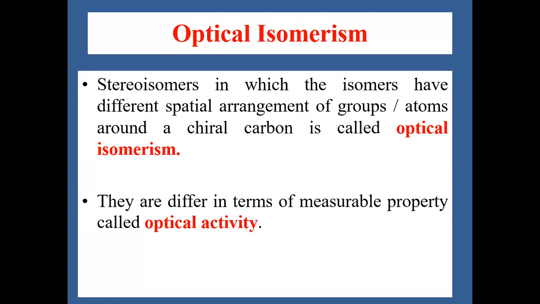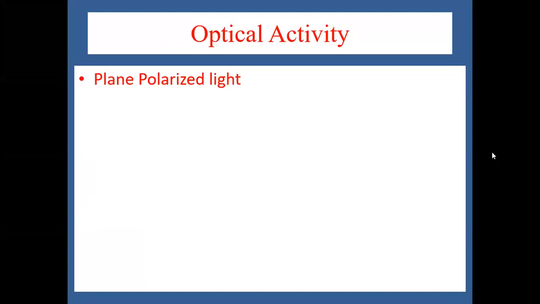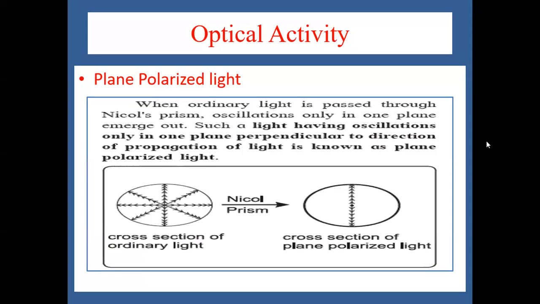So to understand optical isomerism, we first understand what is optical activity. Now, to understand optical activity, we first going to study what is plane polarized light. So plane polarized light is nothing but light which travels in a single plane. And how does this happen? When ordinary light passes through the nicol prism, that light travels only in one direction or only in one plane, and it is called plane polarized light.